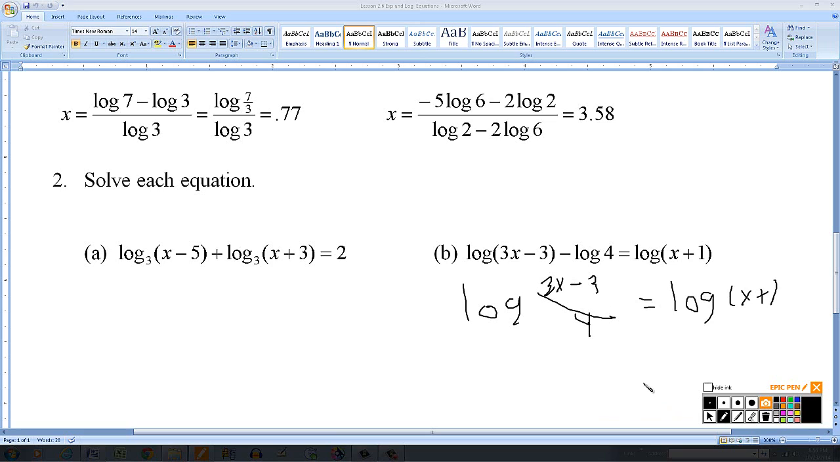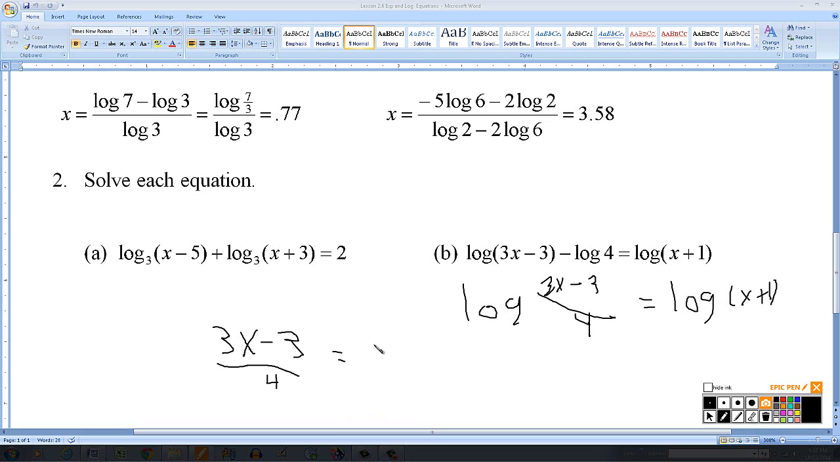Now I could bring this log over to this side and write it as a single log, but using the property b that I had up here at the beginning of the lesson, I have the log of this expression equal to the log of this expression. So this quantity has to equal this quantity over here. This is a 1 there. So I can say that 3x minus 3 over 4 has to equal x plus 1.